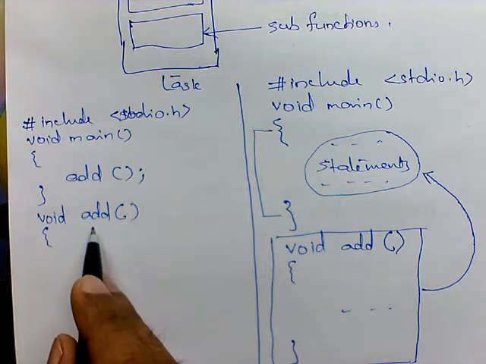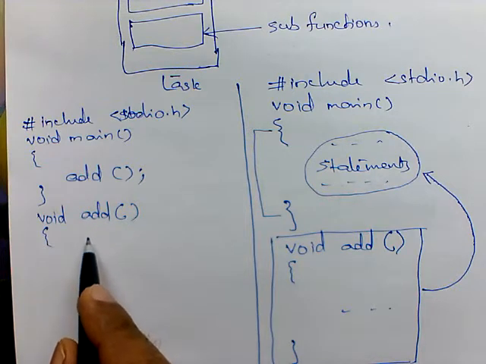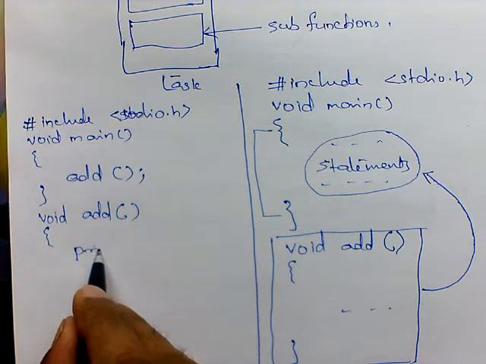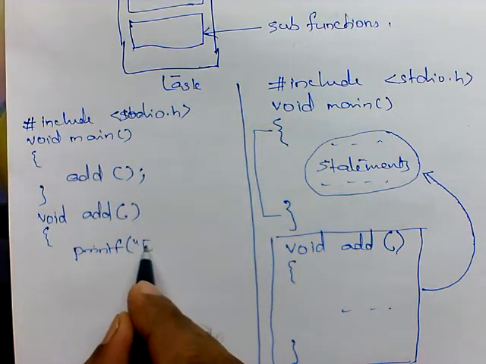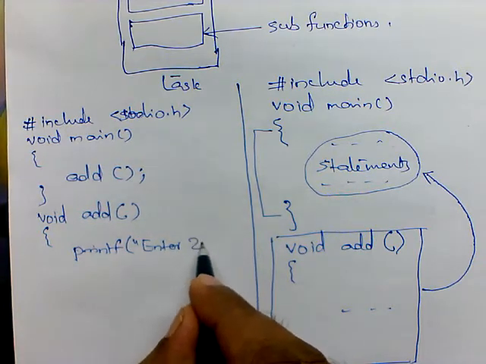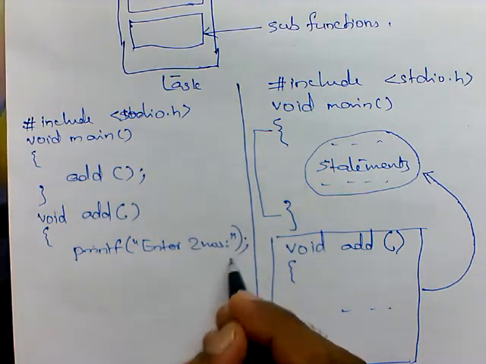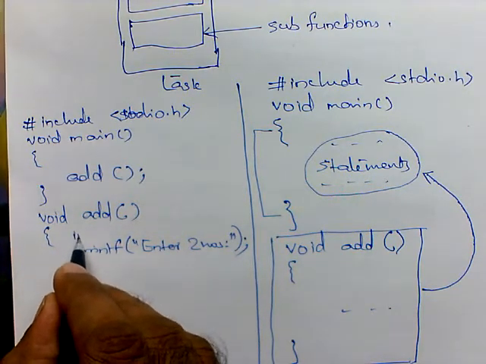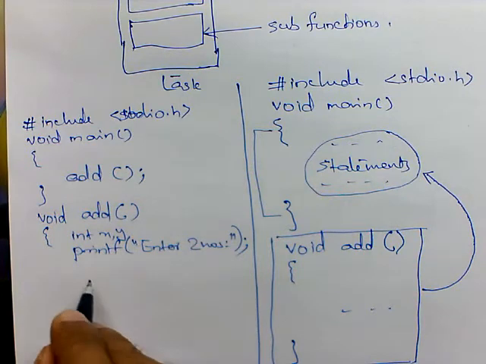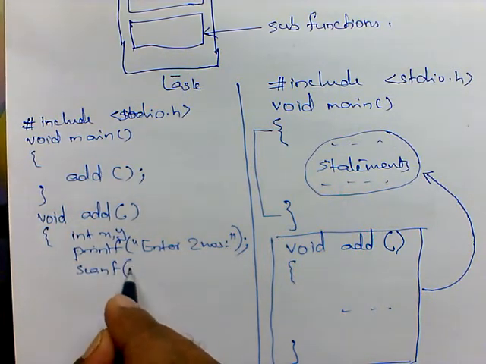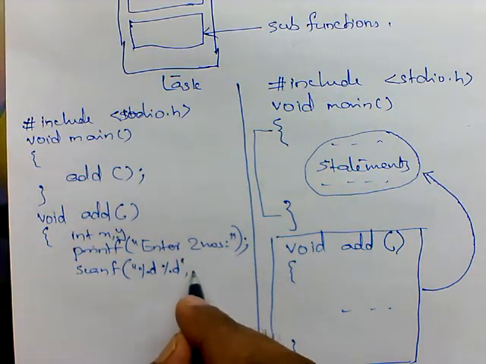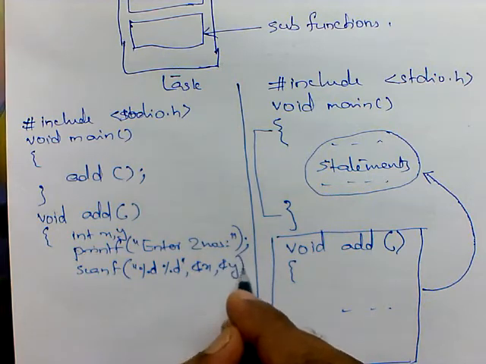What is the purpose of this function? The purpose is to add two numbers. Definitely you want to read the numbers, so you can print a message like this: printf enter two numbers, and put a semicolon. Now, to read two numbers we need two variables, int x, y. Then scanf %d, ampersand x, ampersand y.